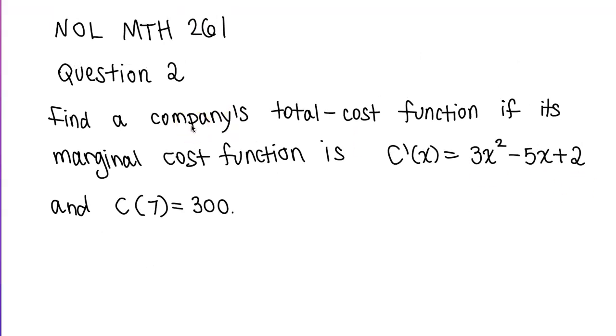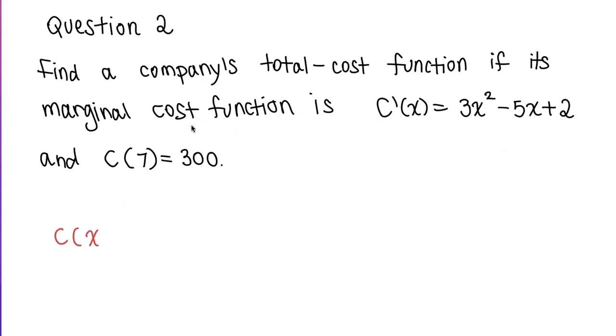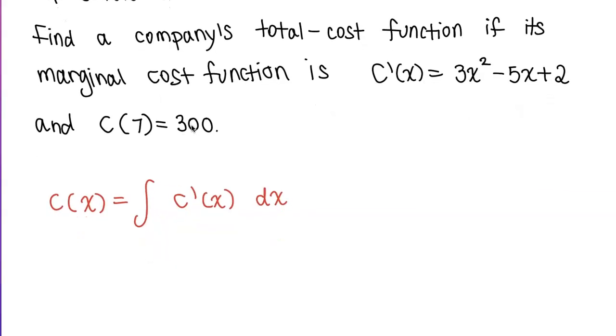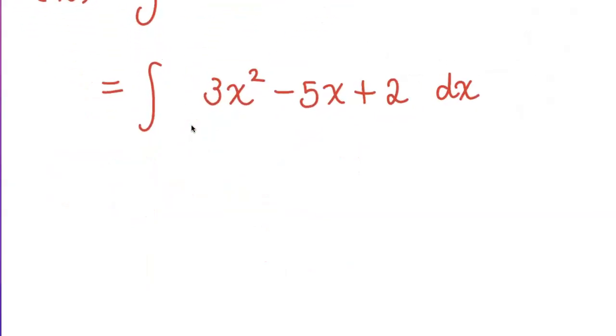So, all right, if you want to find the cost function c of x, and you have the marginal cost function c prime of x, you will take the integral of that c prime of x. So that's my first line. And on my next line, I say that I want to take the integral of 3x squared minus 5x plus 2. And let's go ahead and find that antiderivative.